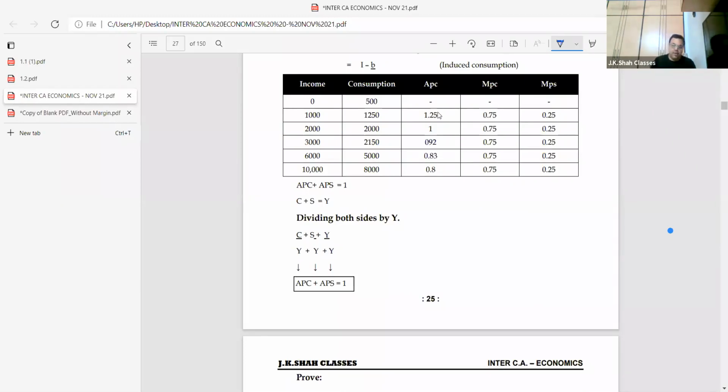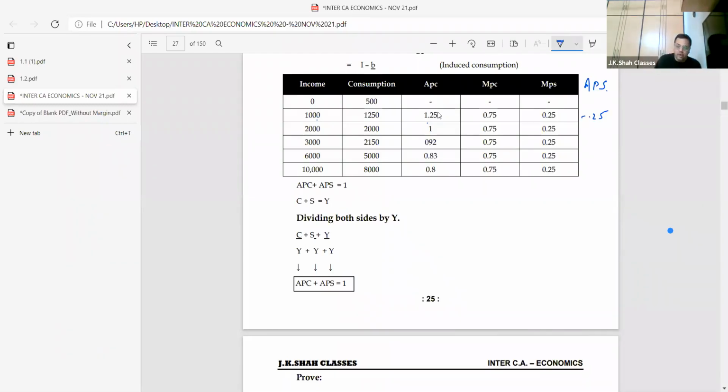Now think of it. Income is 1000, consumption is 1250. So beta, APC is what? We studied now, C upon Y. So it's 1250 upon 1000, which is 1.25. Yes, what is that answer, beta? 1.25. In case I have to prepare a column over here for APS, I'll write that as minus 0.25. Agreed? Why minus 0.25? Because APC plus APS will always be equal to 1.